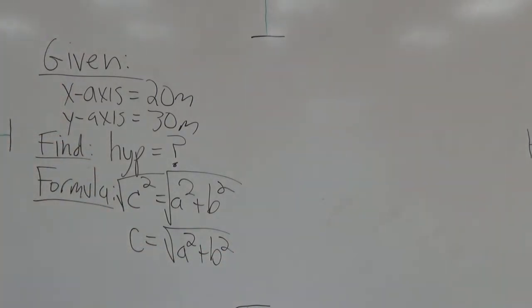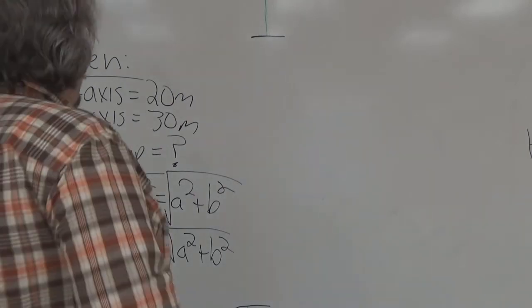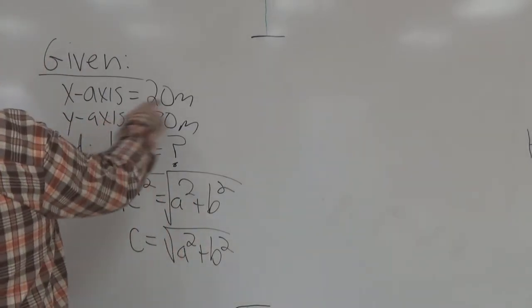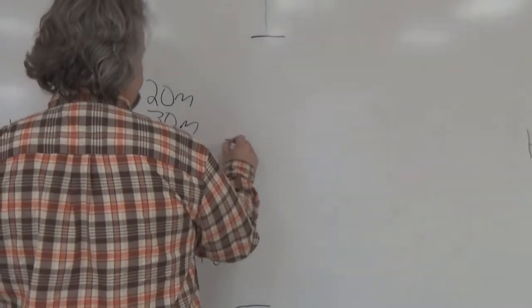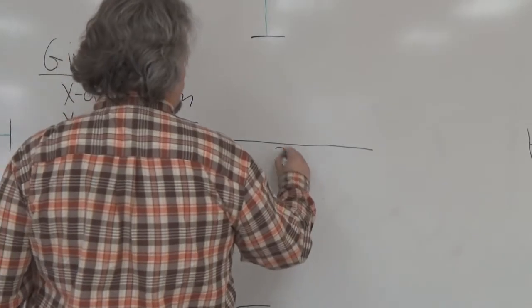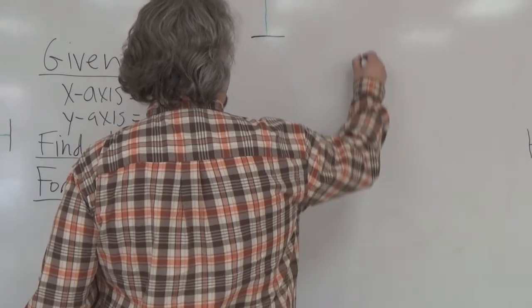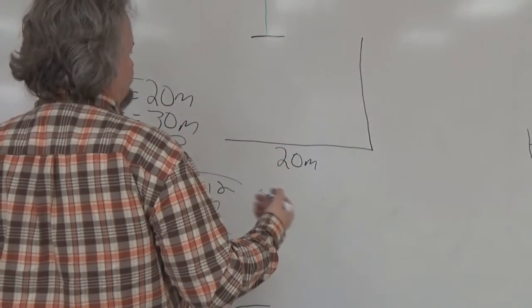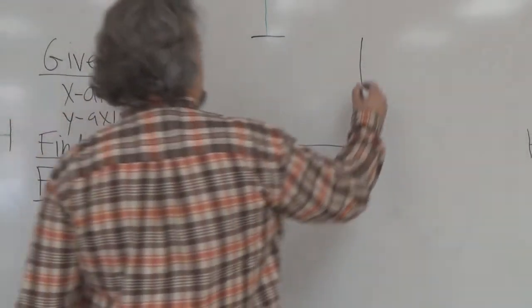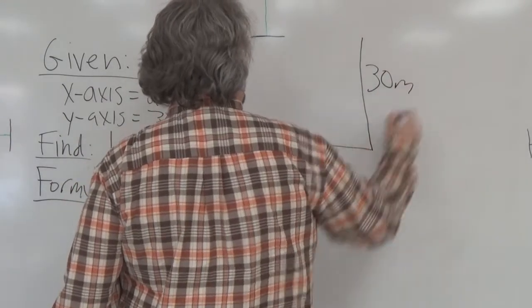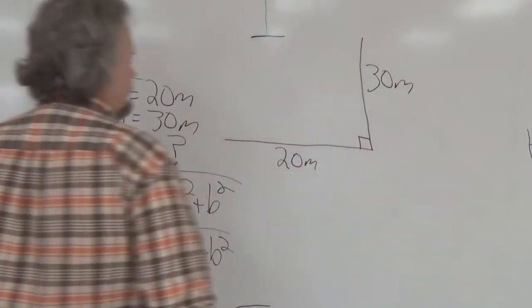So once you have the given, the find, the formula, sometimes you might want to do a little drawing to help yourself out. So let's do a little sketch here. I said the x-axis is 20, so let's draw the 20. Here's the x-axis, 20 meters. Then we're going to go up 30 meters, and this is a sketch, not to scale. As you see, the line's not that straight. This is going to be 30 meters. Here's our right triangle right here.